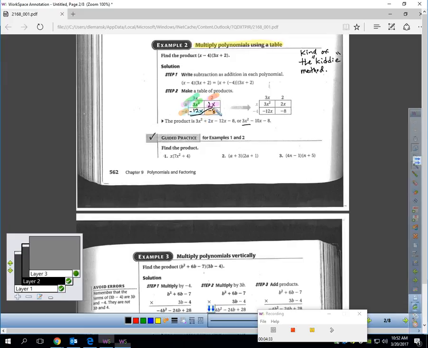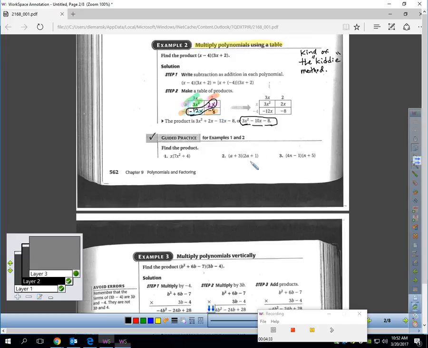Negative 12x and 2x I can combine together into negative 10x, which you see there, and then I have negative 8. Well, there's my answer: 3x squared minus 10x minus 8. So we could always use the table method if we wanted to get these solved.